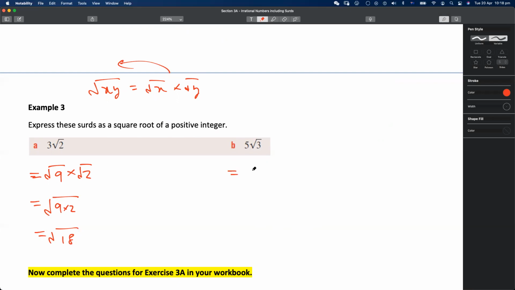The next one, 5 is going to be similarly the square root of 25 times square root of 3. And that's going to be square root of 25 times 3. And that's square root of 75. Awesome, we made it.